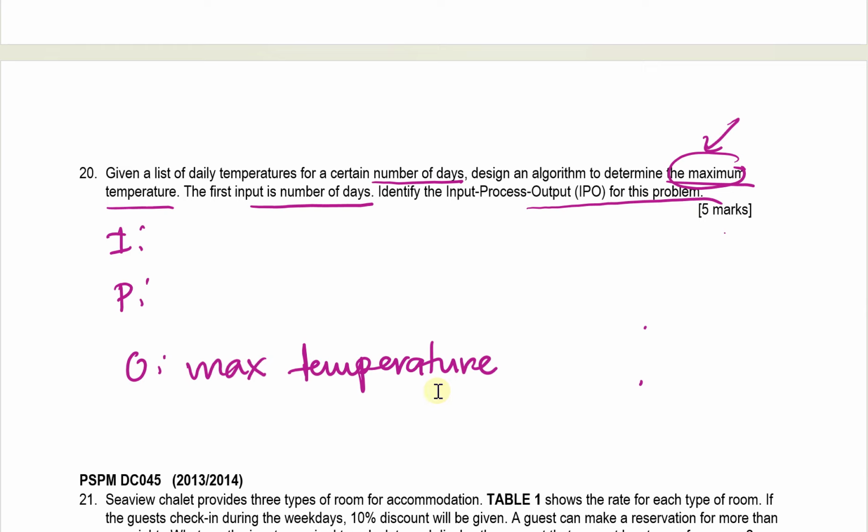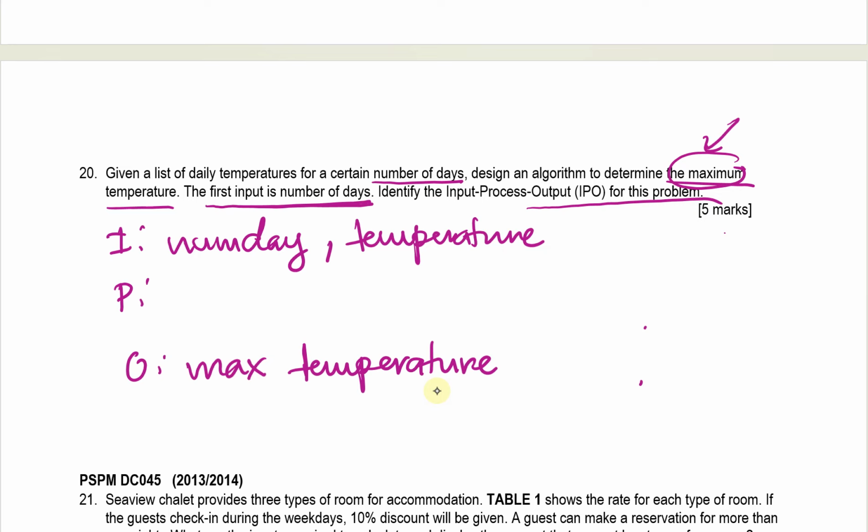And what is your input? Okay, the question said that you have to insert first the number of day. So you have to insert num day, number of day, comma, separate by comma, and of course the temperature. Alright, so you have to enter the number of day, then only you enter the temperature.